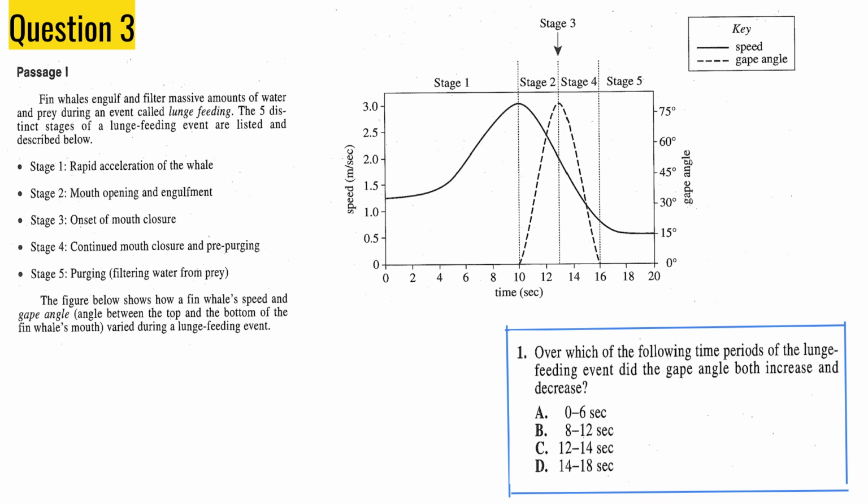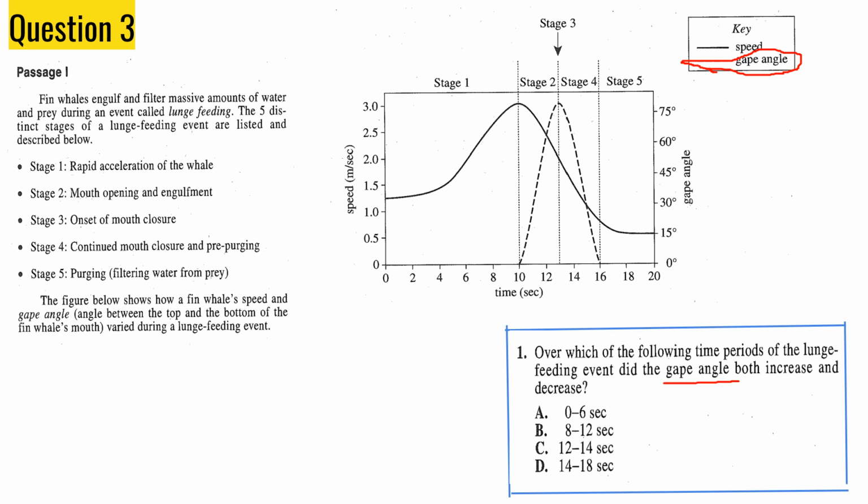So it says, over which of the following time periods of the lunge feeding event did the gape angle both increase and decrease? Okay. So first of all, we are only going to be looking at the gape angle. So if you go here, we have two lines. One of them is solid, one of them is dotted, but our gape angle is what we need to be focusing on. We know that our gape angle is the dotted line. So we're looking for increase and decrease.